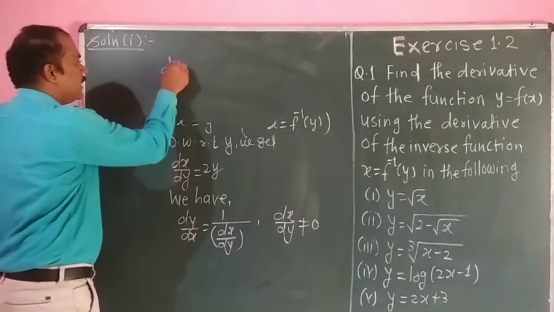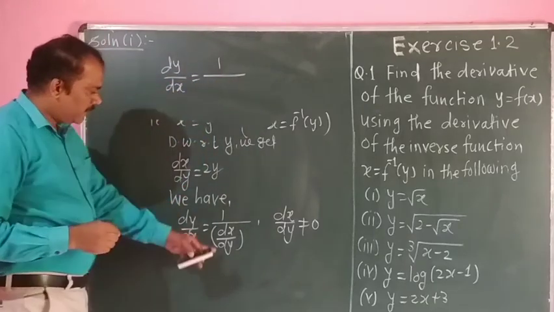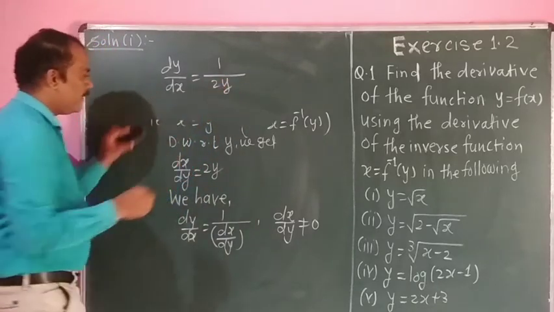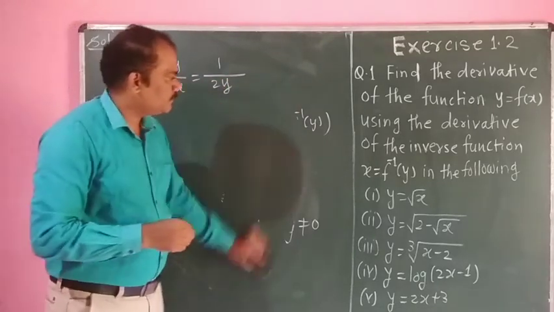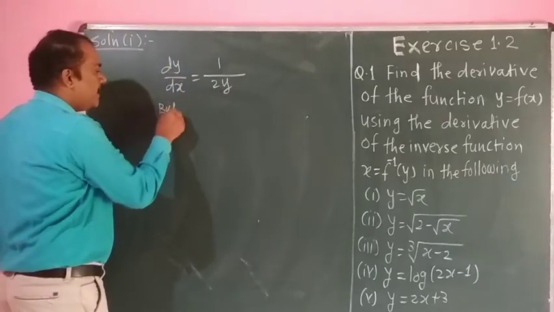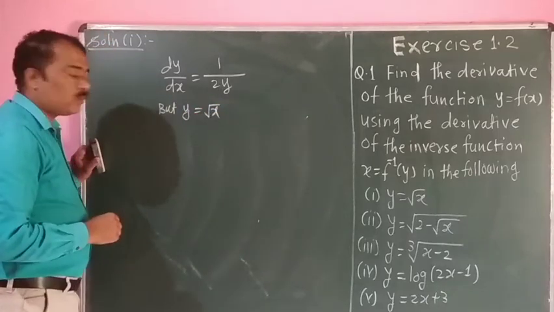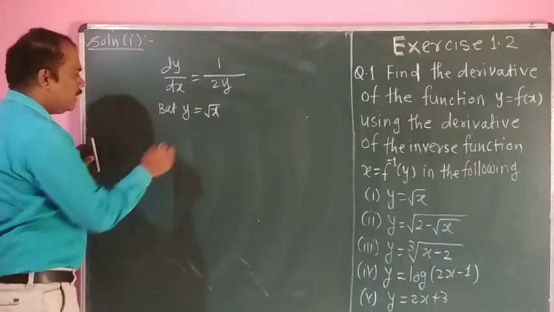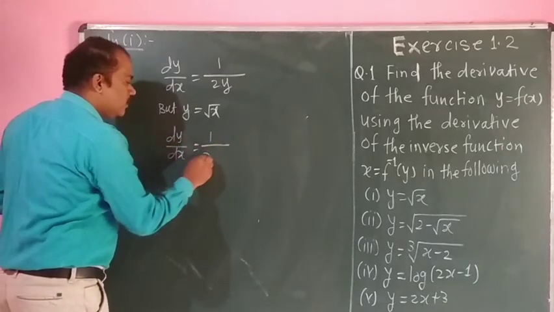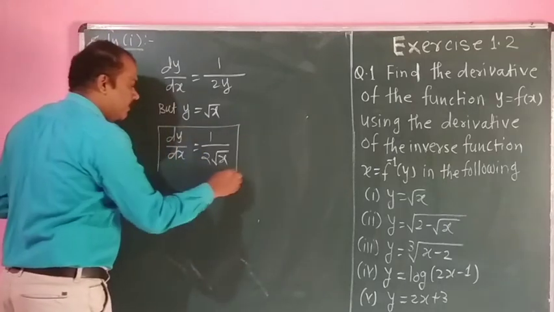dy by dx is equal to 1 upon, what is the value of dx by dy? dx by dy is nothing but 2y. It is 1 upon 2y. What is the value of y? But y is equal to root of x. If we use this value here, we get dy by dx is equal to 1 upon 2 times root of x, which is the required answer.